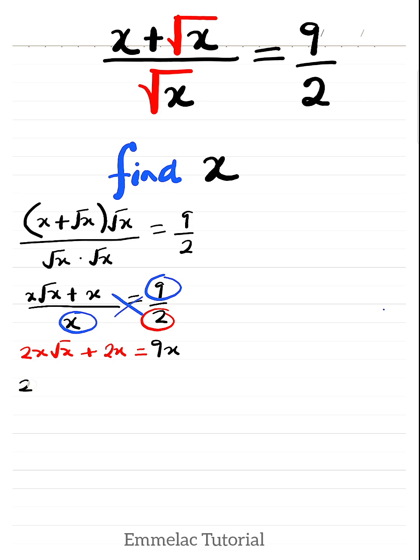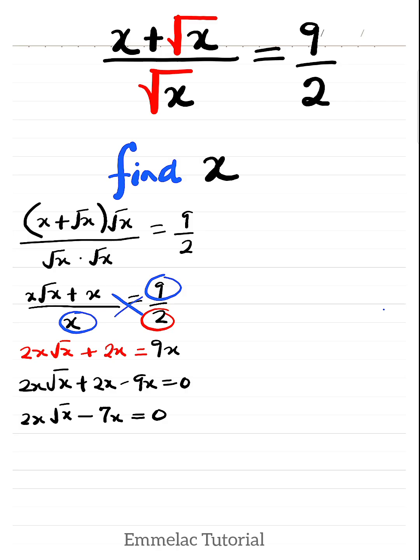So here we have 2x root x, then plus 2x, then minus 9x, all equals what? 0. So we know that 2x minus 9x will give us what? Negative 7. So here you have 2x root x minus 7x, all equals to 0.